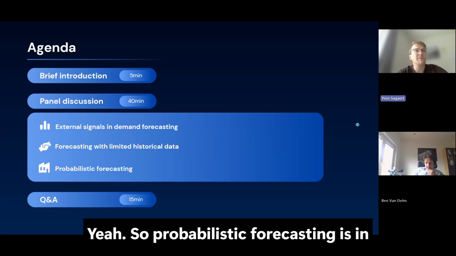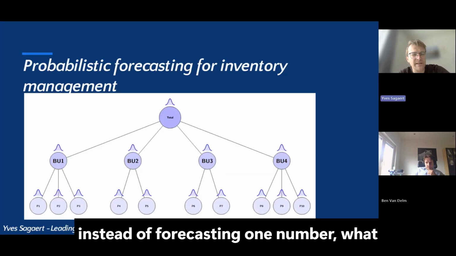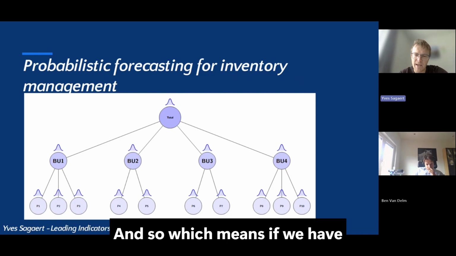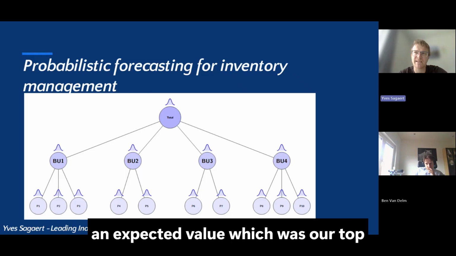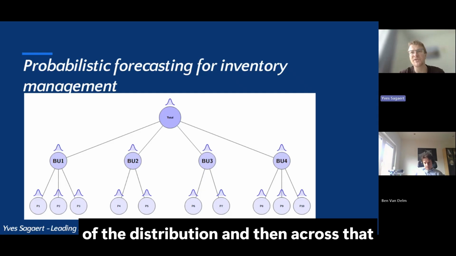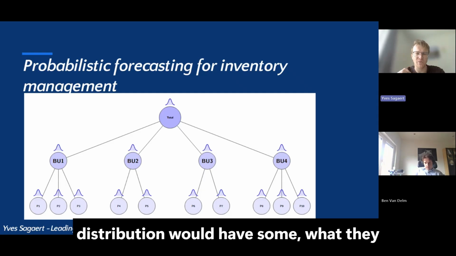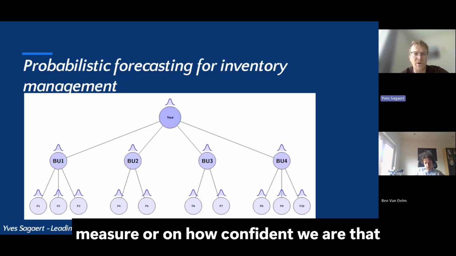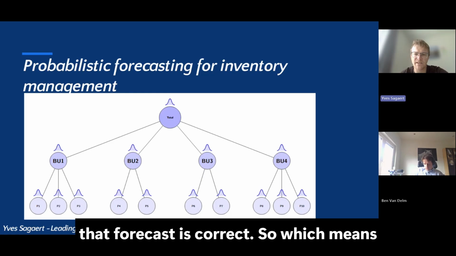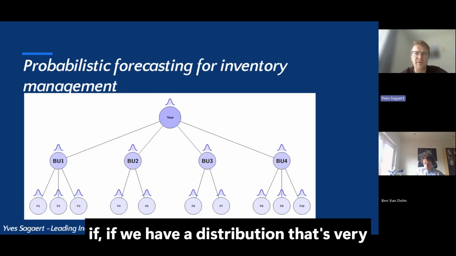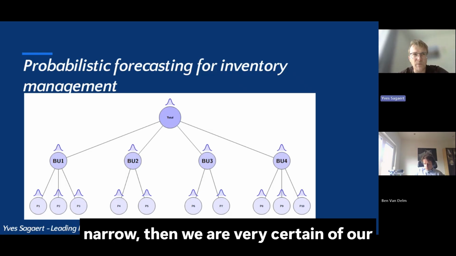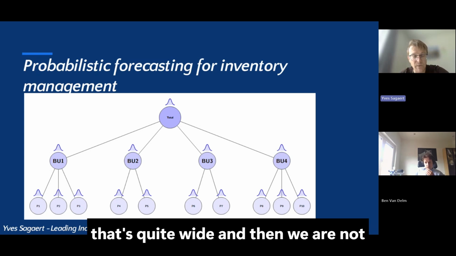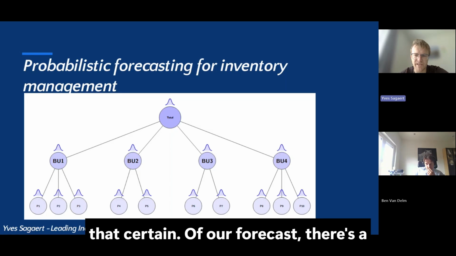Yeah, so probabilistic forecasting is, instead of forecasting one number, what we would do is forecast a distribution. Which means if we have an expected value, which was the top of the distribution, then across that distribution we'd have what they call variance, which is the width of the distribution, which gives us a measure of how confident we are that that forecast is correct. If we have a distribution that's very narrow, then we are very certain of our forecast. If we have a distribution that's quite wide, then we are not that certain of our forecast. There's a big uncertainty about it.